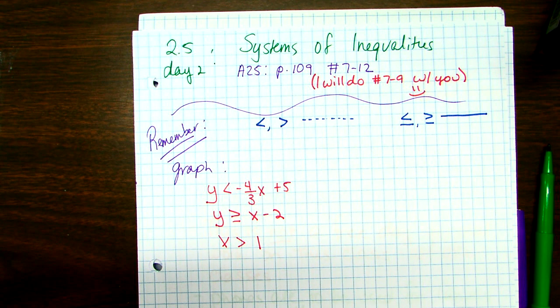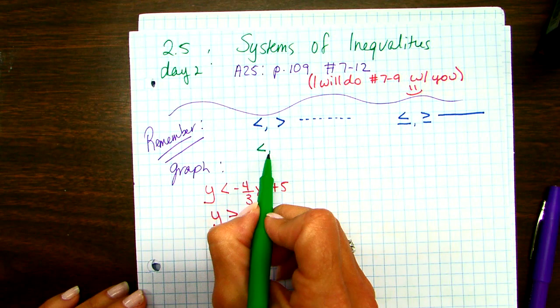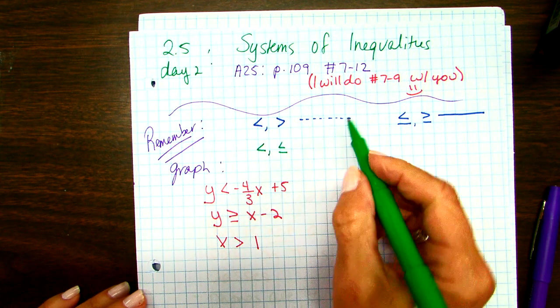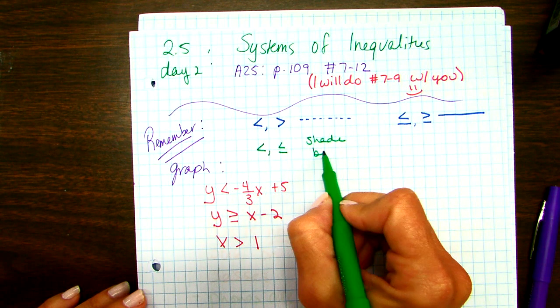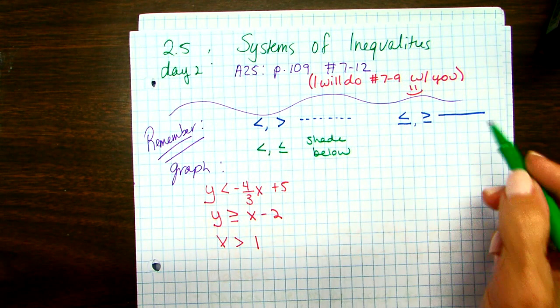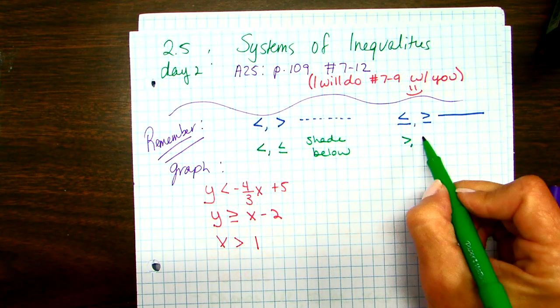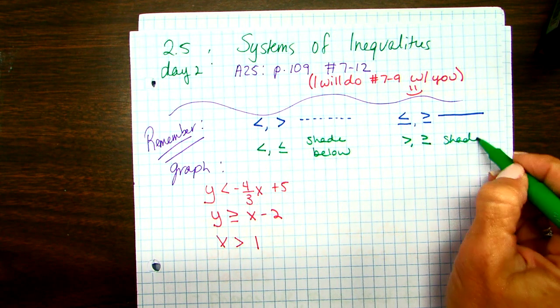So just like yesterday, don't forget if it's a less than or a less than or equal to, we shade where? Above or below? Below. Think about less than, lower, below, okay? And then greater than or equal to, we shade above, okay?